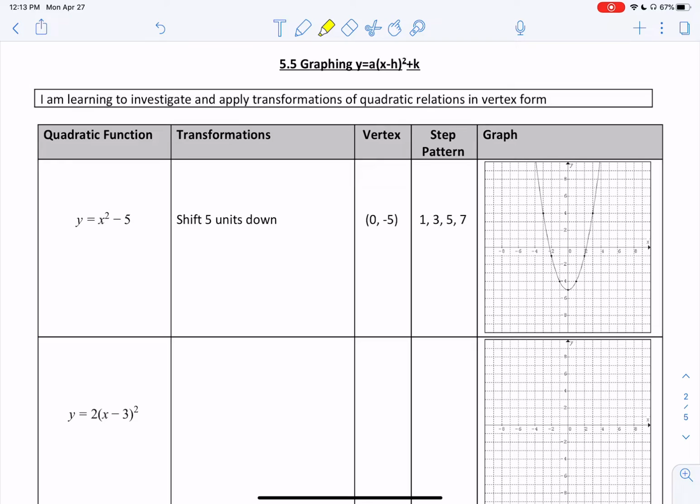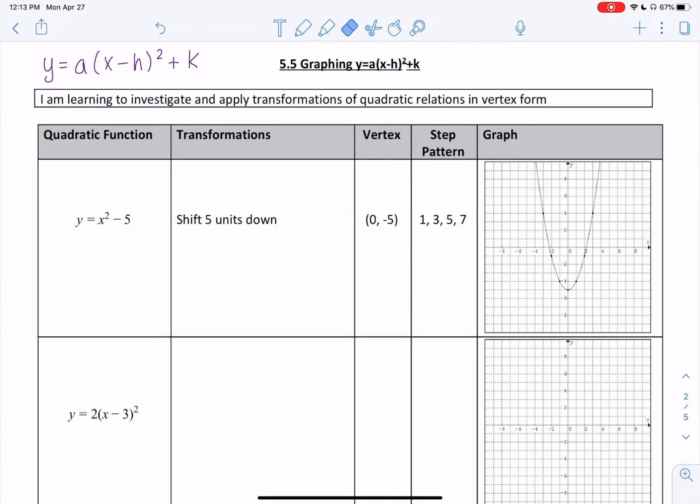Let's start with this first example, y equals x squared minus 5. We're going to start by addressing the transformations, and we want to be able to write out all of our transformations. So I'm looking for all of my letters. If there isn't a letter, so if there isn't an a or a is just 1, I don't talk about it. It means it hasn't changed, so I just leave it.